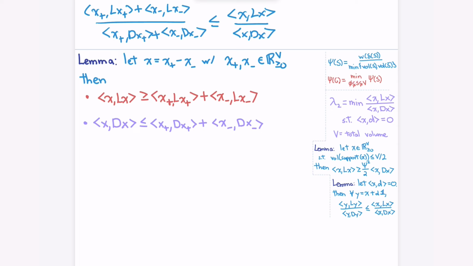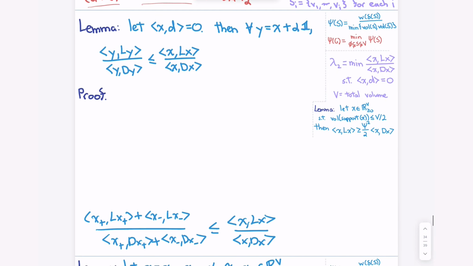So remember that one step in the earlier proof where we used the conductance bound? That only applies to small sets. So we wouldn't be able to take that step and apply it to x plus. So what the other lemma says is that I can always take x and shift it. I can add alpha to every entry, and the ratio will only go down.